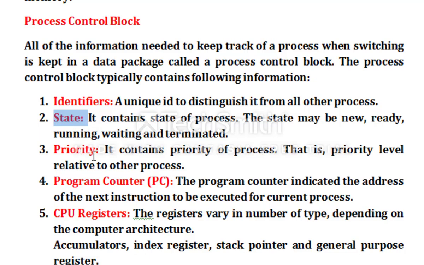Okay. Third important thing is priority. Every process may carry some priority. Maybe the process belongs to a lower priority, and maybe it belongs to a higher priority. So priority is just a decimal number associated with the process. At the time of creating the process, we assign a decimal value varying from 0 to 5, which is said to be the priority of the process.